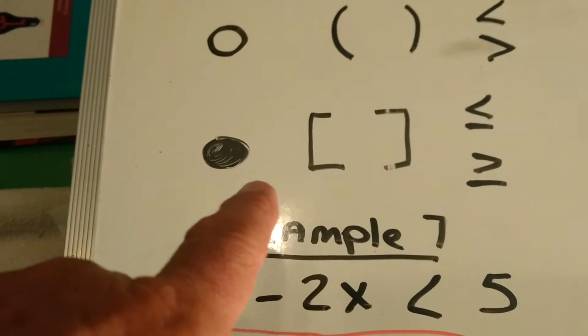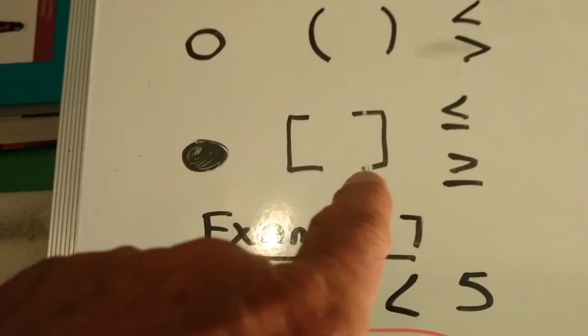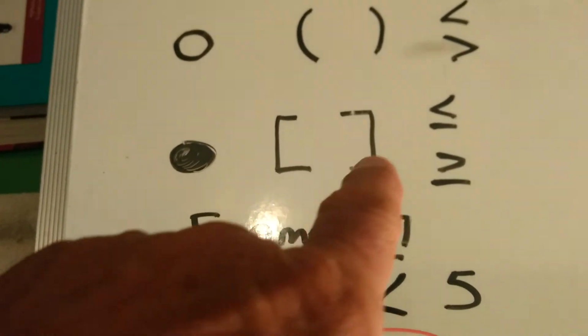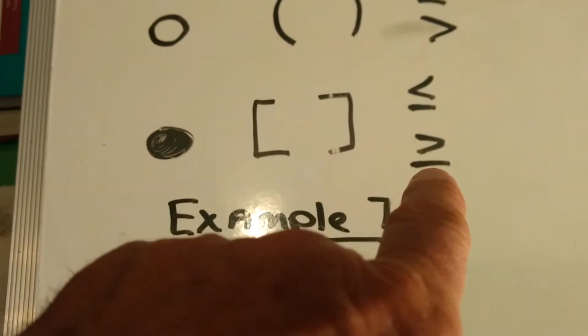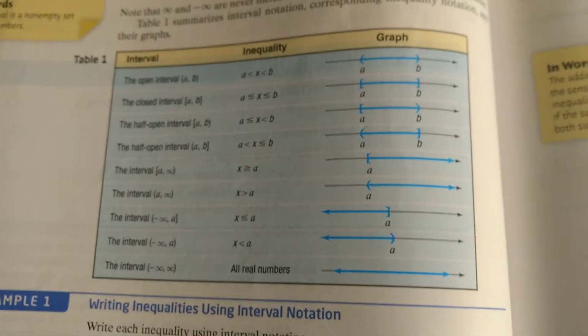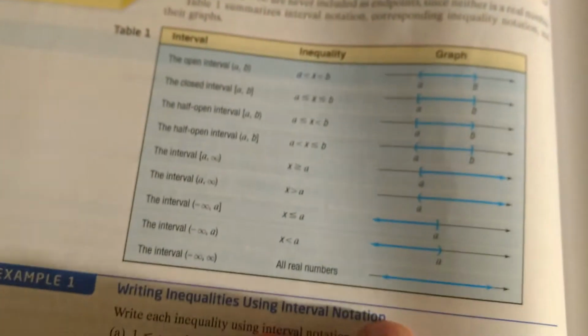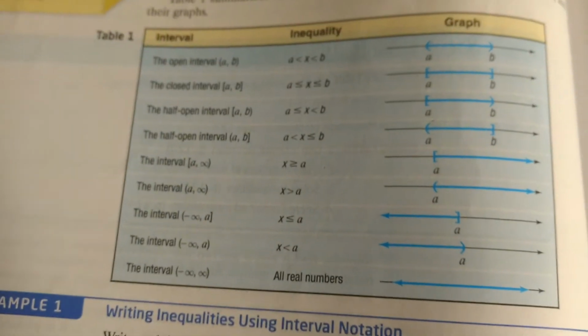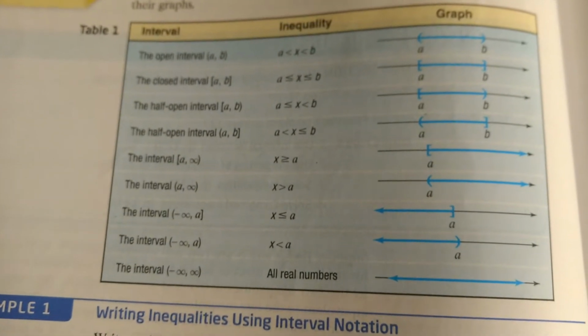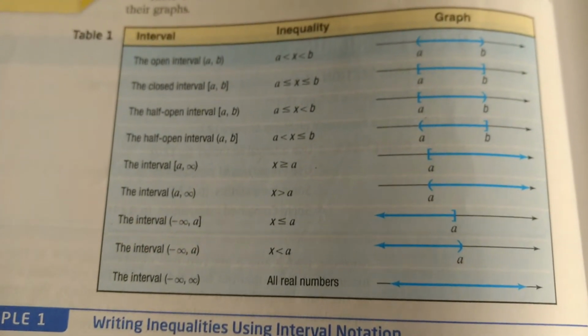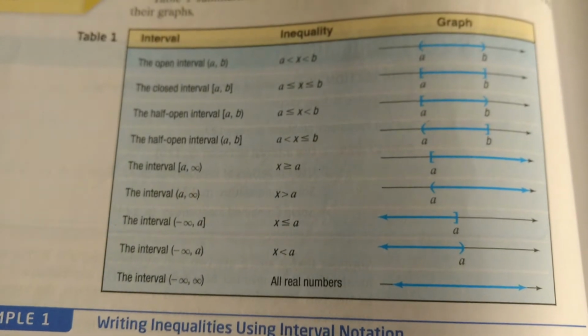Open point or parentheses also indicates less than or greater than. If we have a closed point, we use brackets. Closed point or brackets indicate less than or equal to, or greater than or equal to. In your textbook on page 120 is an excellent chart which shows you all the possibilities that inequalities can have. This is a chart that you're going to hopefully make reference to the whole course.